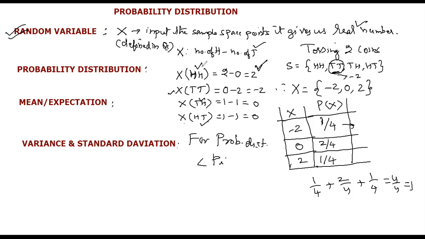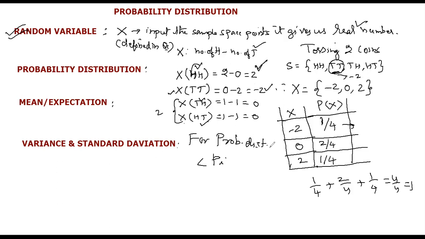Only one case, head, head. Got it? So 1 by 4. How many cases are you getting -2? Only tail, tail will give you -2. So this is also one case, so 1 by 4. And how many cases are giving 0? Two cases. In two cases you are getting the value of the random variable as 0, so out of 4 there are two favorable cases. The number of favorable cases assigned to give the value of the random variable, divided by the total number of possible cases. Got it?